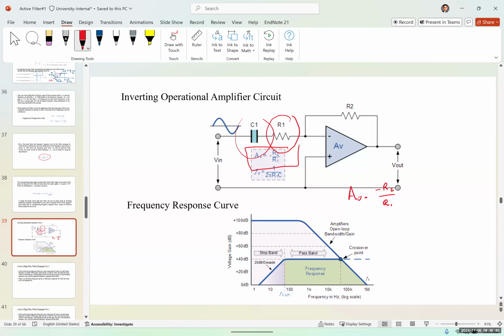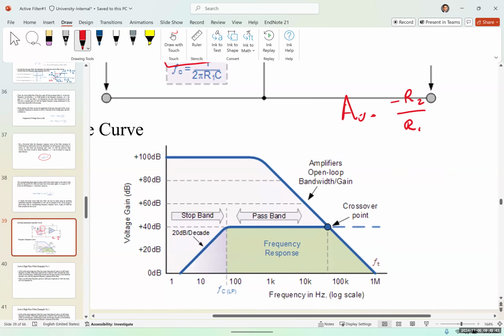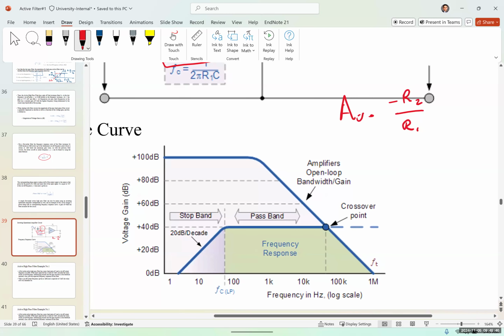The frequency response curve for an active filter looks like this. If we didn't have any feedback, we're going to have this curve over here, which is an open loop without any feedback. When adding the feedback, we can control the gain and we can have a better frequency response. For an active high pass filter, this is FC, the cutoff frequency.